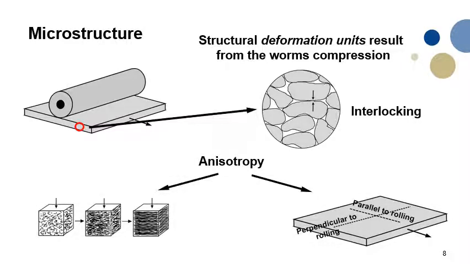Another important property is the anisotropy. The first type of anisotropy is due to the pressure applied during the compression, because the higher the pressure applied, the higher will be the alignment of these deformation units along the bedding plane. So there is a strong anisotropy between the out of plane and in plane direction. The second type of anisotropy is in the plane of the foil, and it's between the perpendicular and parallel to rolling directions.